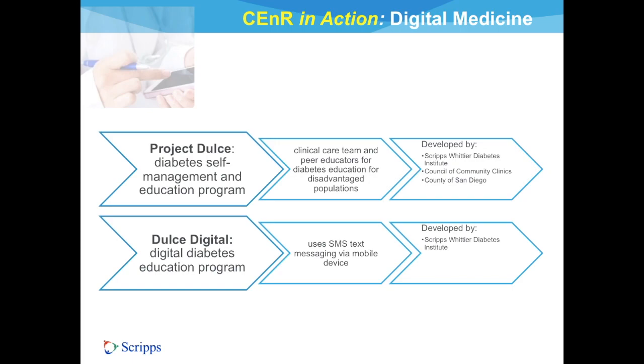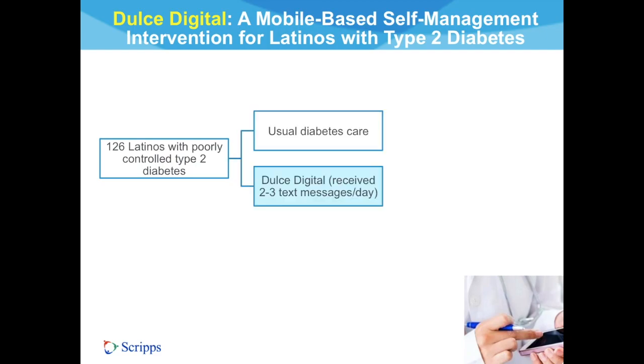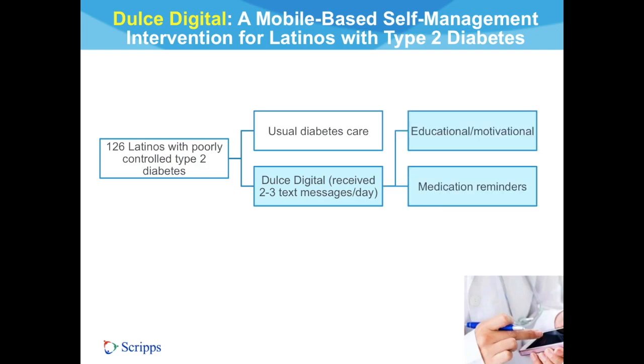Because of limitations with in-person evaluations, Dulce Digital was developed as a text messaging program for mobile devices instead of face-to-face interactions to help patients manage their type 2 diabetes. A total of 126 Latinos with poorly controlled type 2 diabetes were recruited and randomized to receive either usual diabetes care or Dulce Digital. Dulce Digital participants received 3 types of text messages: educational or motivational messages, medication reminders, and blood glucose monitoring prompts. A total of 2 to 3 messages per day were sent at the beginning of the study, with frequency of the messages tapering over 6 months.